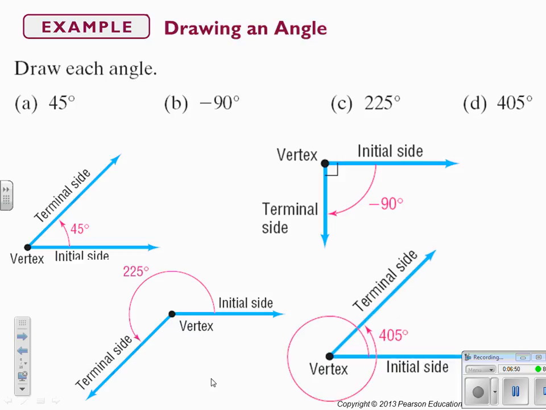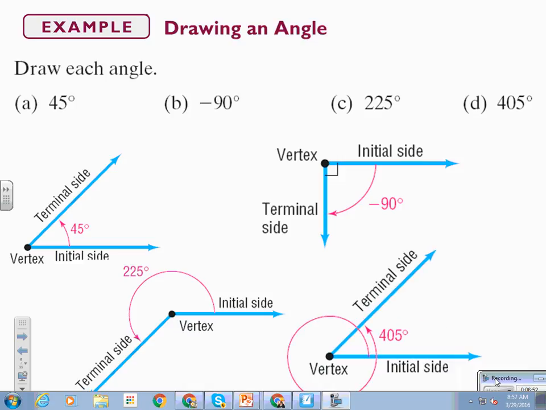And then last but not least, 405. Anything over 360, you subtract out the 360 to see where that terminal side is going to be. So it goes all the way around back to the initial place and then up 45 degrees.